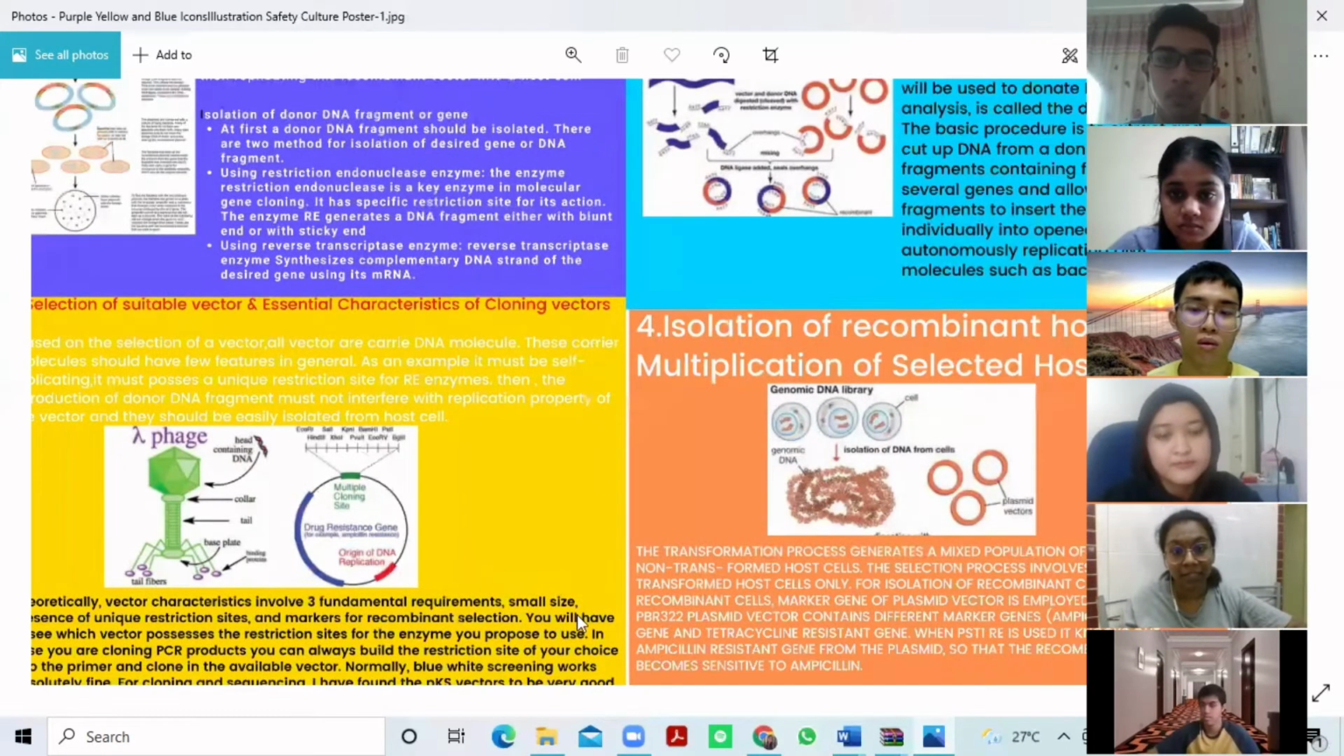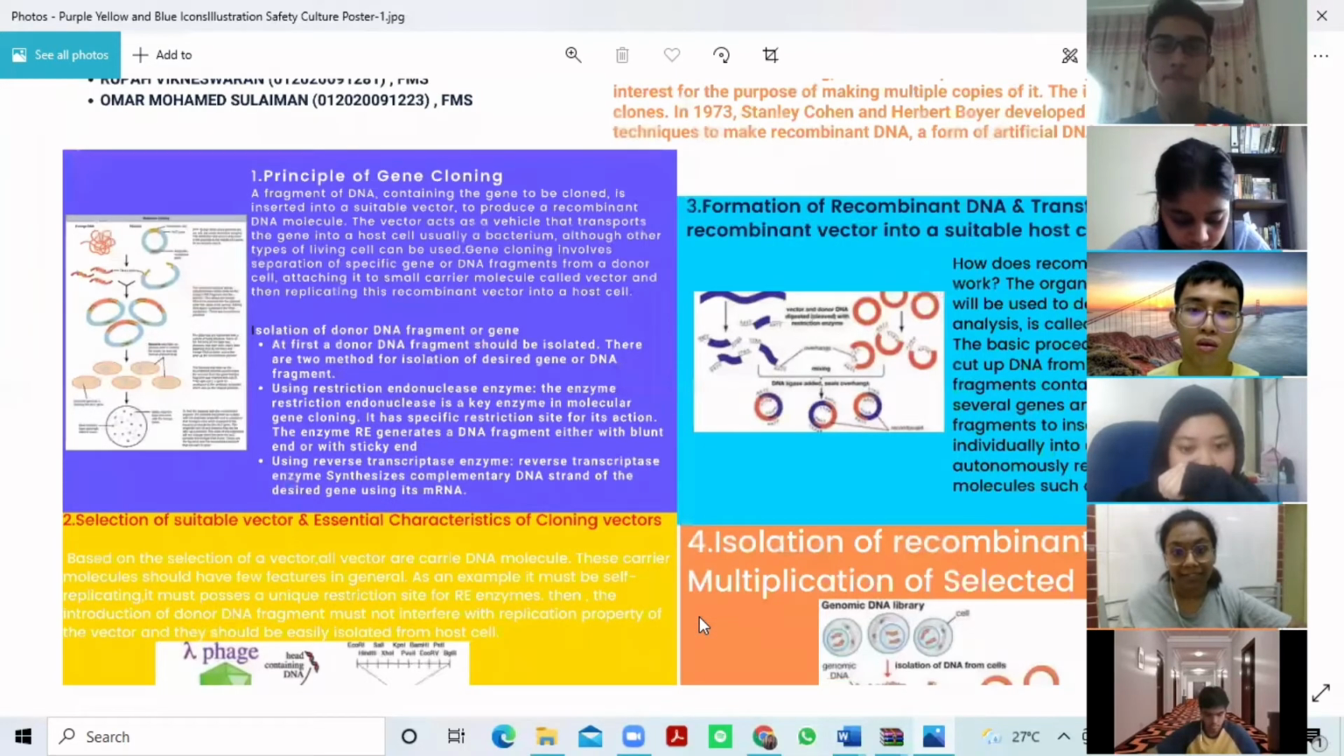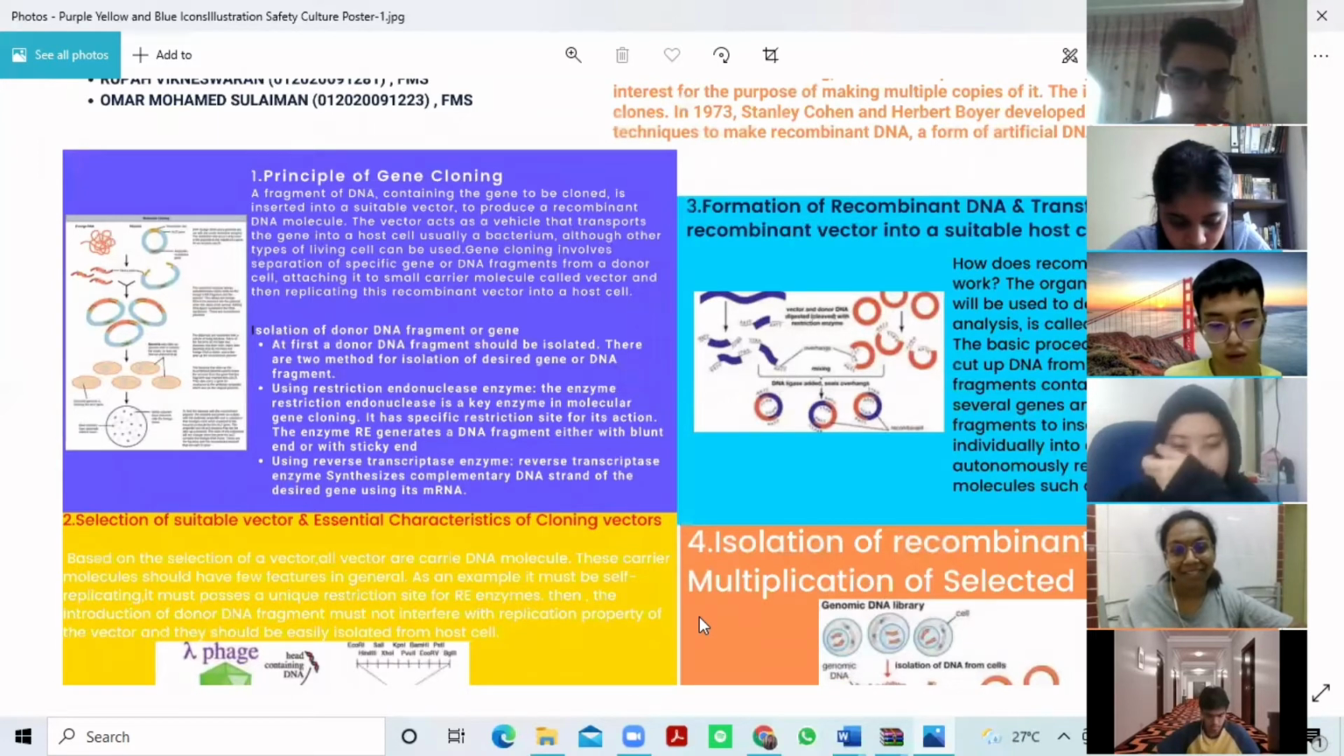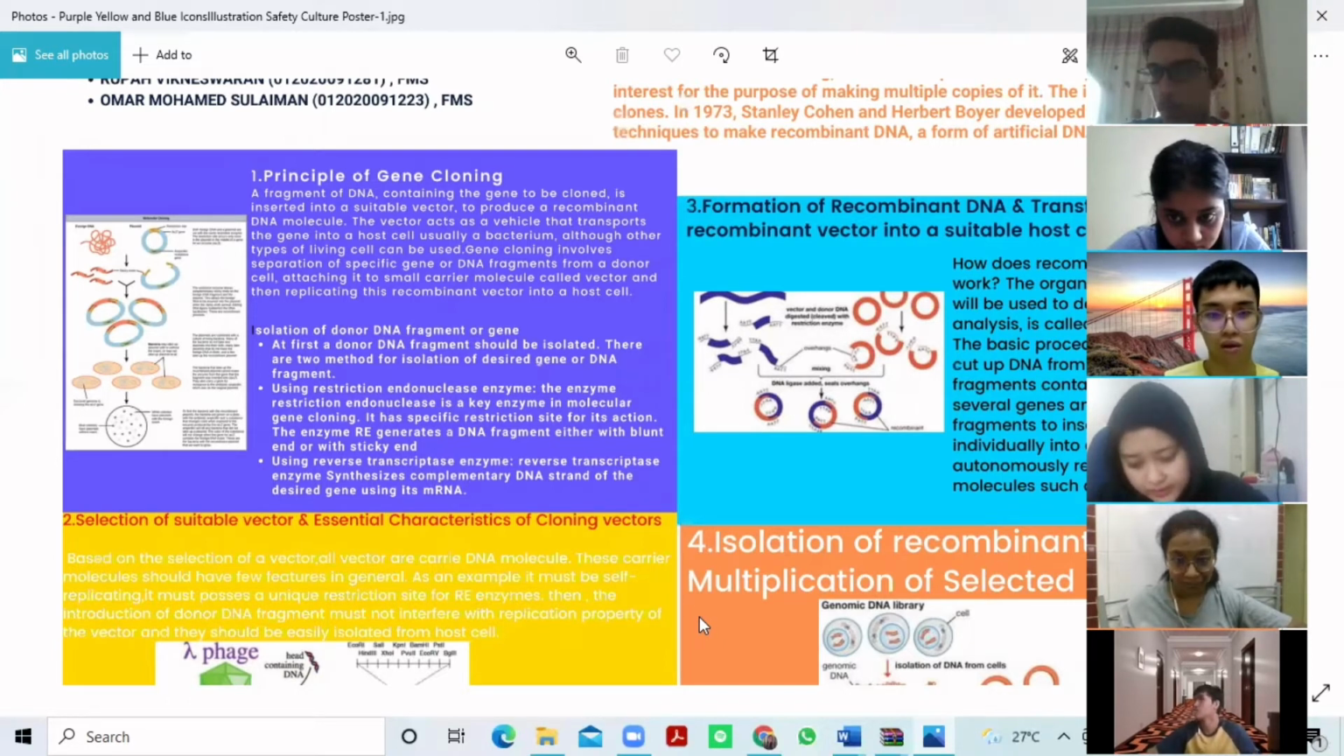So I'll be explaining the formation of recombinant DNA and transformation of the recombinant vector into a suitable host cell. rDNA stands for recombinant DNA. DNA is the keeper of all the information needed to recreate an organism. The sequence and number of bases is what creates diversity. DNA does not actually make the organism, it only makes the proteins. By changing the DNA sequence, the way in which the protein is formed changes.